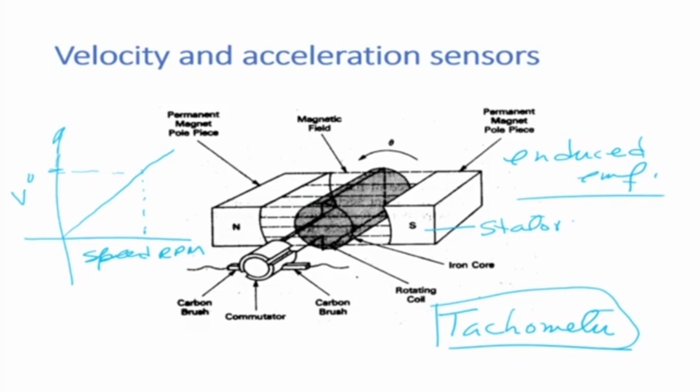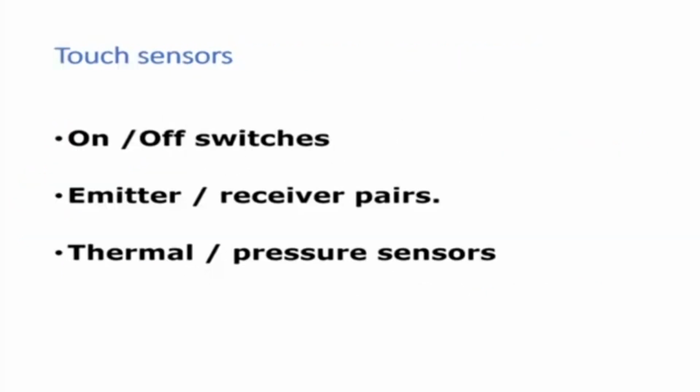Now, the other kinds of sensors that are used are on-off switches, emitter-receiver pairs, and thermal pressure sensors. On-off switches are like the light switches that we have. So if it is pressed, it is on, and if it is not pressed, it is off.